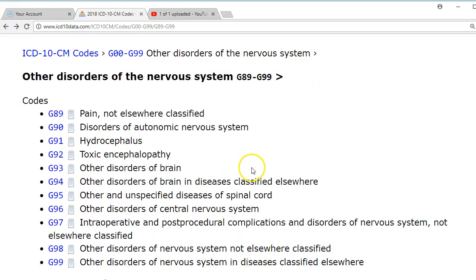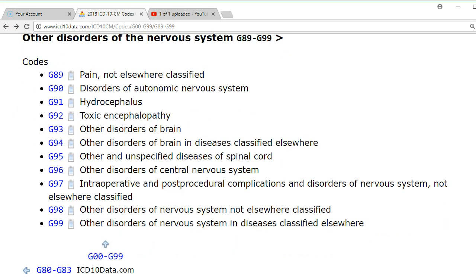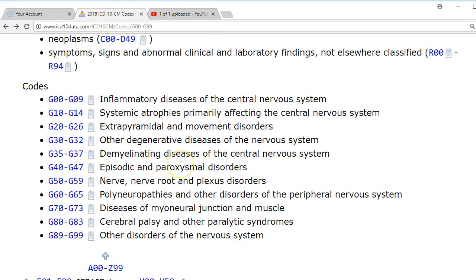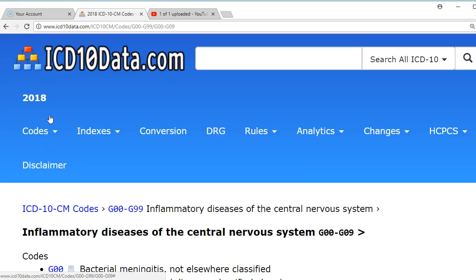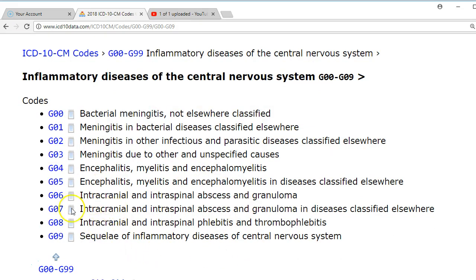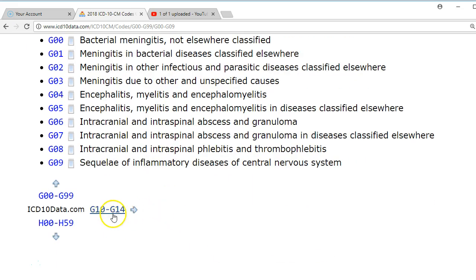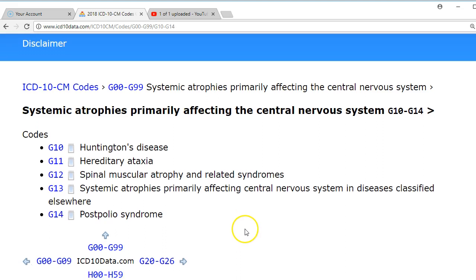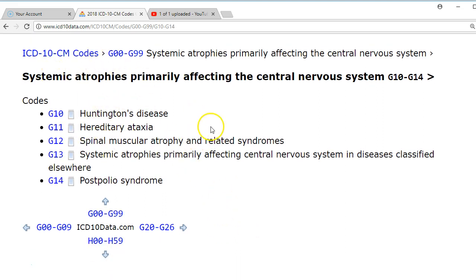When it comes to the other sections here, again, we're going to see a whole variety of different codes. So for the inflammatory disorders, this is where we're going to see our meningitises, our encephalitises, our intracranial and intraspinal abscesses, okay? We're also, as we continue through, we get to the systemic atrophies, things like Huntington's disease, muscular atrophies, post-polio syndromes, where again, there's an atrophy of the system. So the system is not functioning properly. Remember, A means no, not, or without. Trophy is nourishment or development.